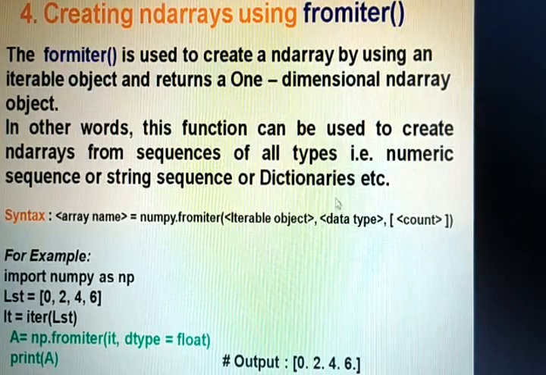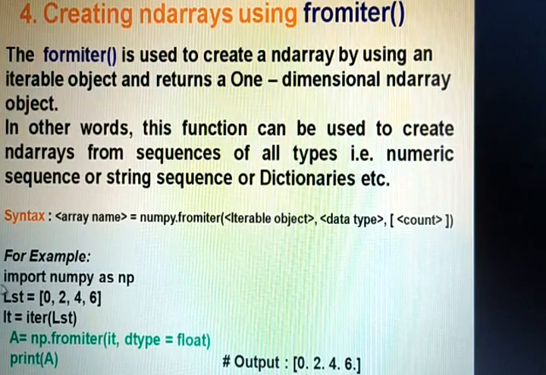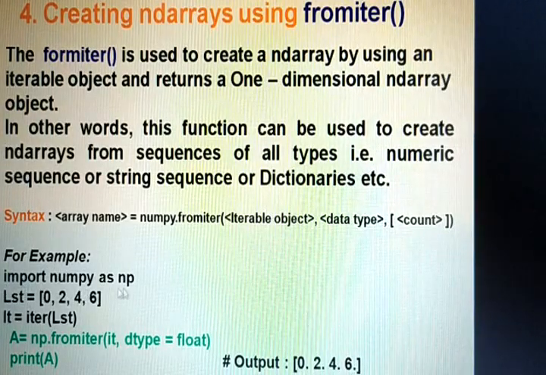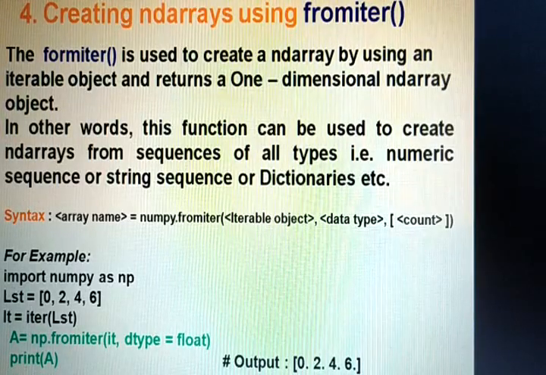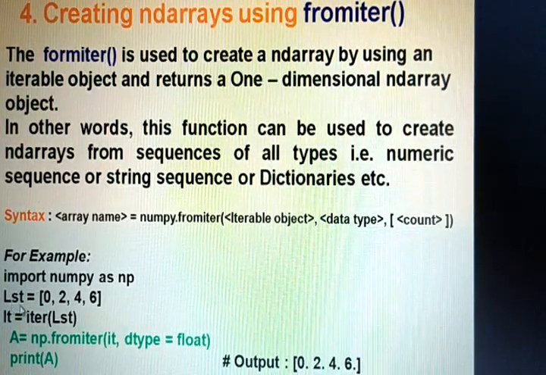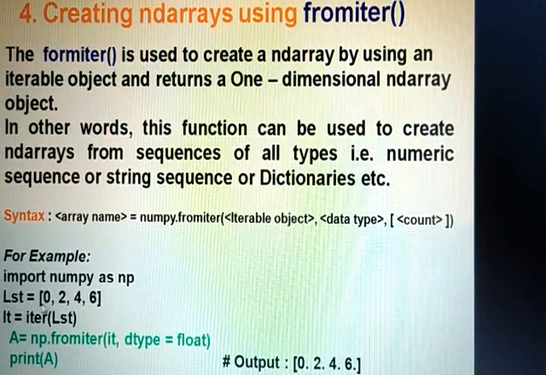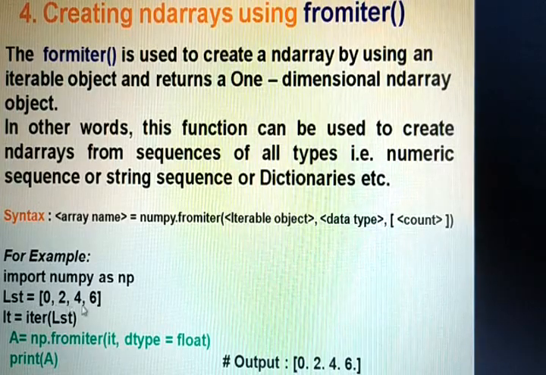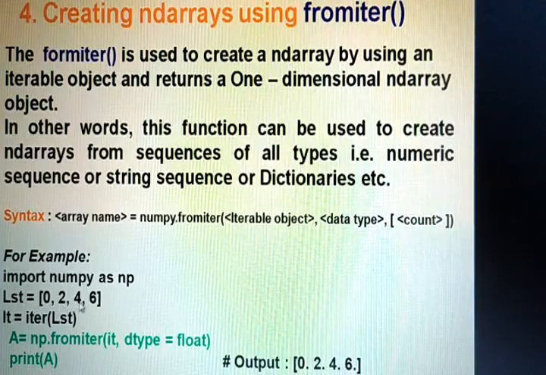So now consider this example. Here once again we take a statement: import numpy as np. That means np is the variable assuming numpy, and here we create the list. The lst is the variable and lst equals [0, 2, 4, 6]. That means a list is created consisting of 4 values, that is 0, 2, 4 and 6.